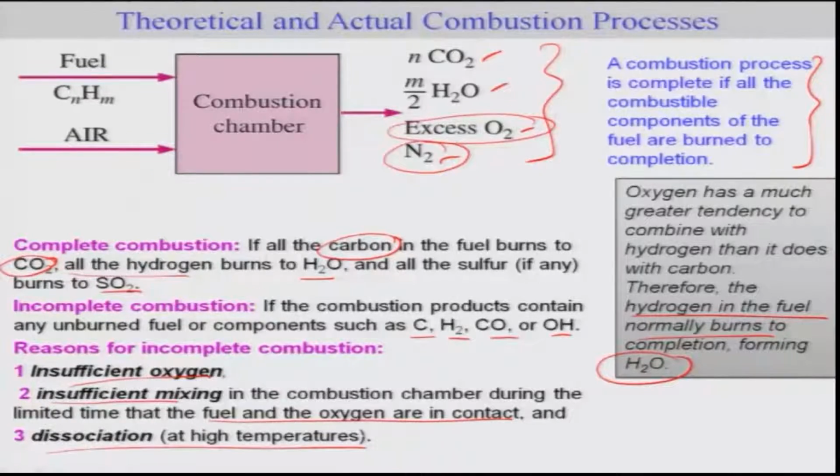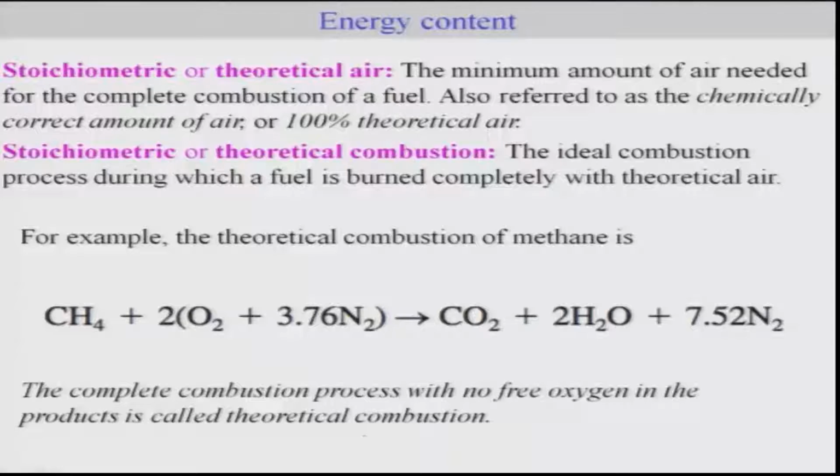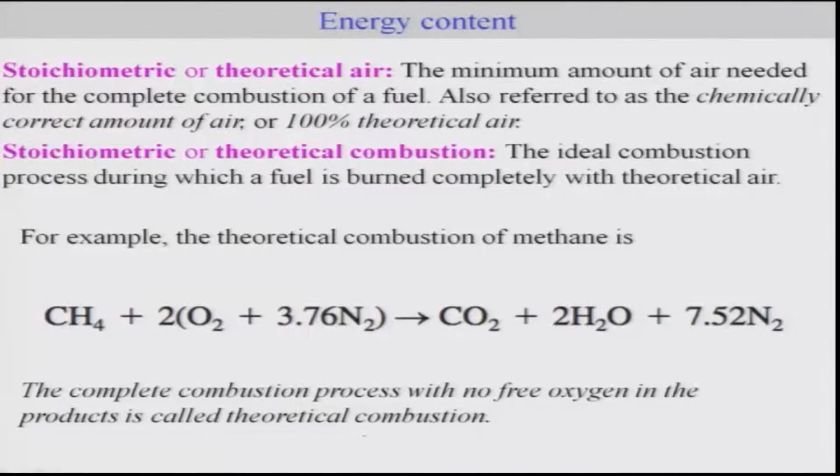The other possibility could be that the temperature is very, very high in the combustion chamber, leading to dissociation, and thus it will not go through the regular mechanism of reaction. So there is a certain theoretical limit for complete combustion. One can do a simple reaction balance or elemental balance and get the theoretical estimate of the air-fuel ratio which is required for 100% combustion of the fuel. This is what we define as theoretical air, or sometimes also called stoichiometric air, which is the minimum amount of air needed for the complete combustion of the fuel. It is also referred to as the chemically correct amount of air or 100% theoretical air.